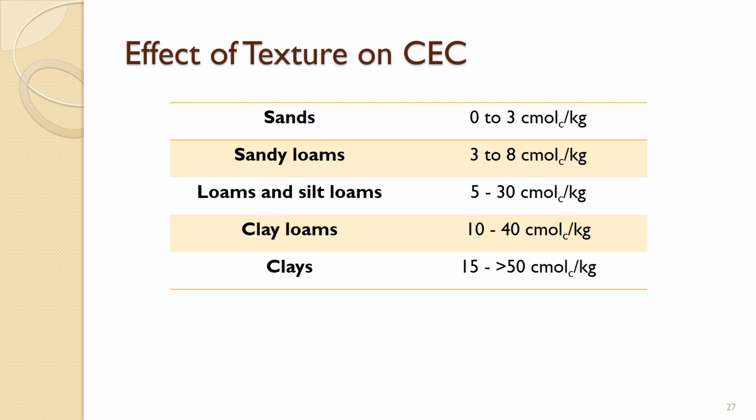All right, so the effect of texture on cation exchange capacity. Sands have very little cation exchange capacity. Sandy loams have a little. Loams and silt loams are starting to get a decent amount. Clay loams have a significant amount, and clays have a lot of cation exchange capacity. Cation exchange capacity is measured in centimoles of charge per kilogram of soil. And of course, all of this is going to vary dependent on the types of clay minerals and the amount of organic matter. Those will increase or decrease cation exchange capacity.